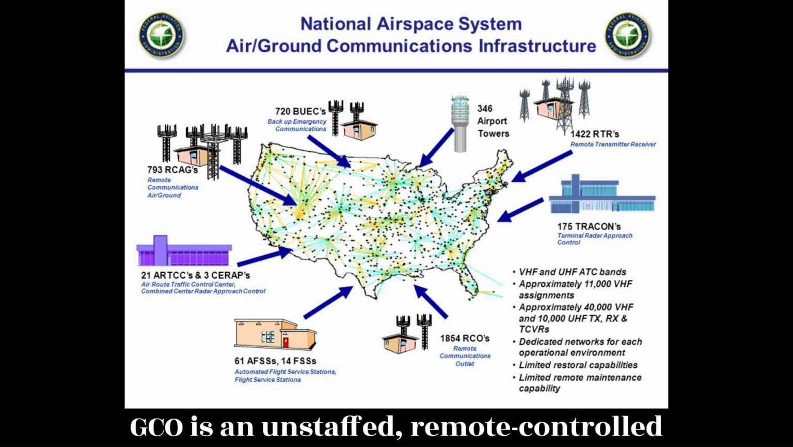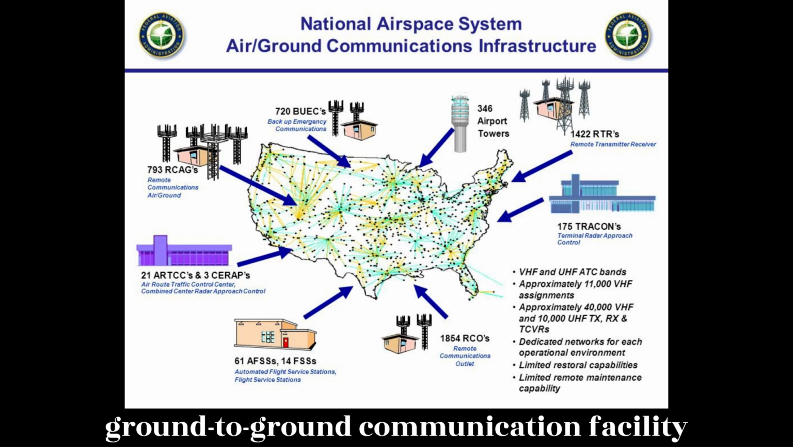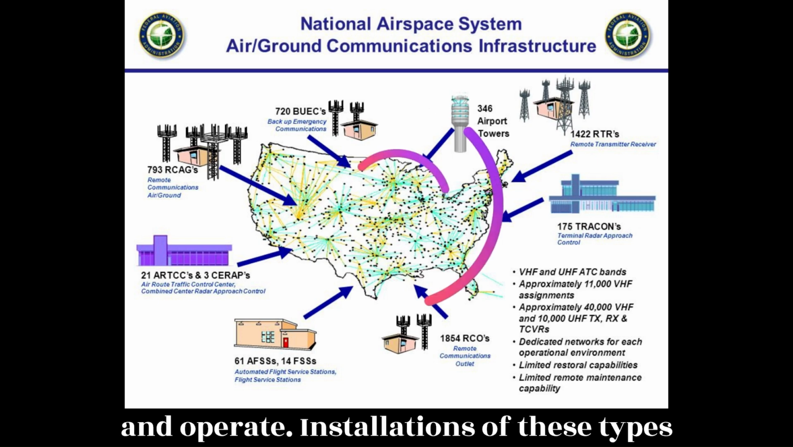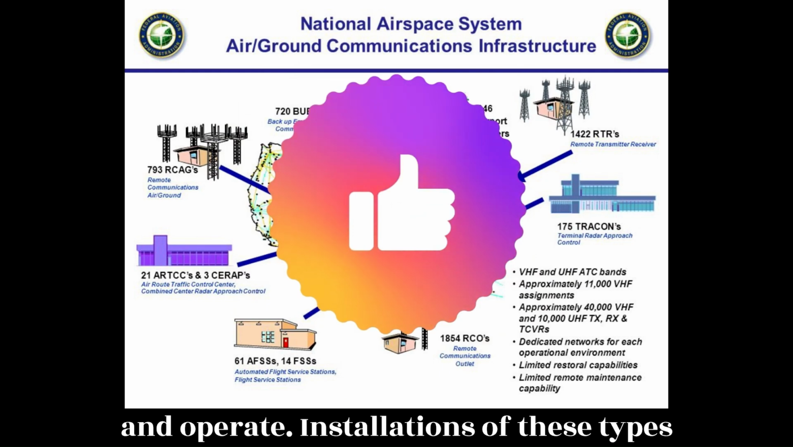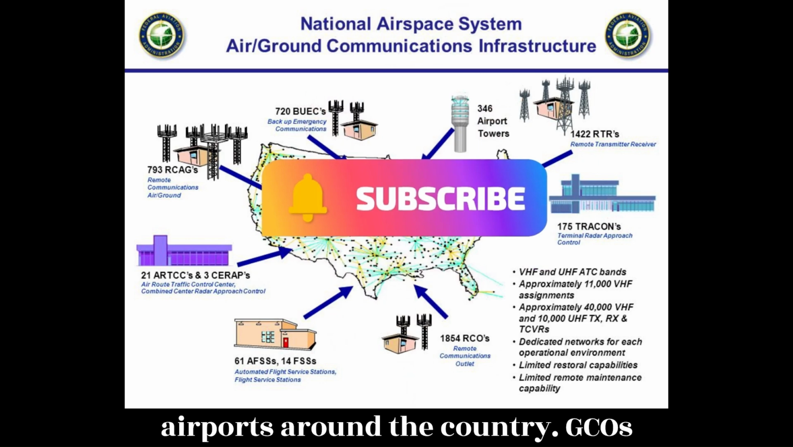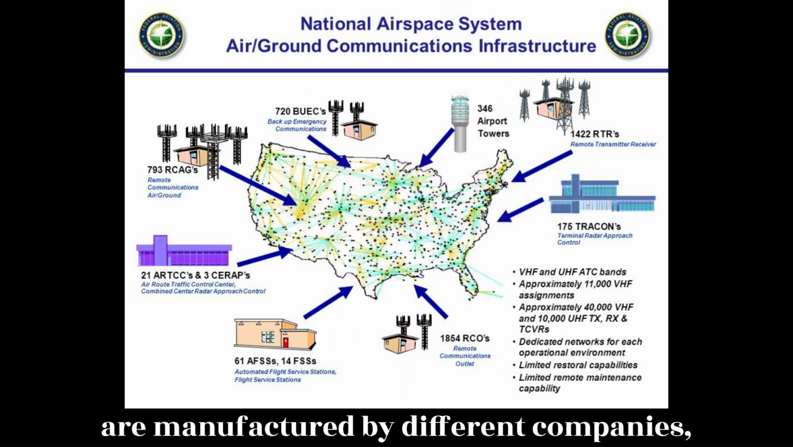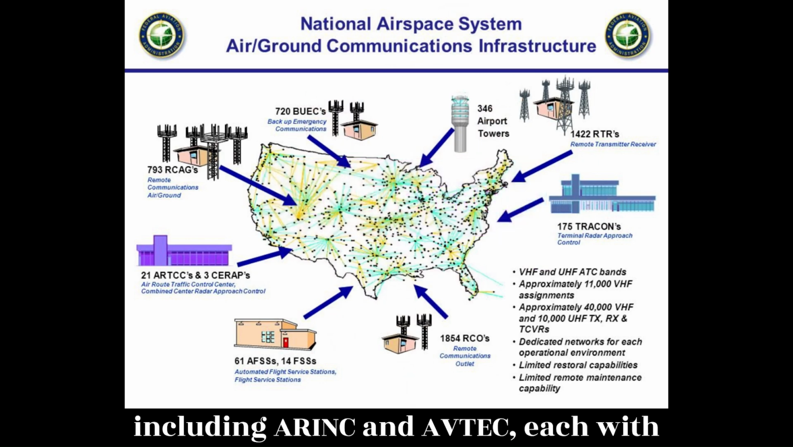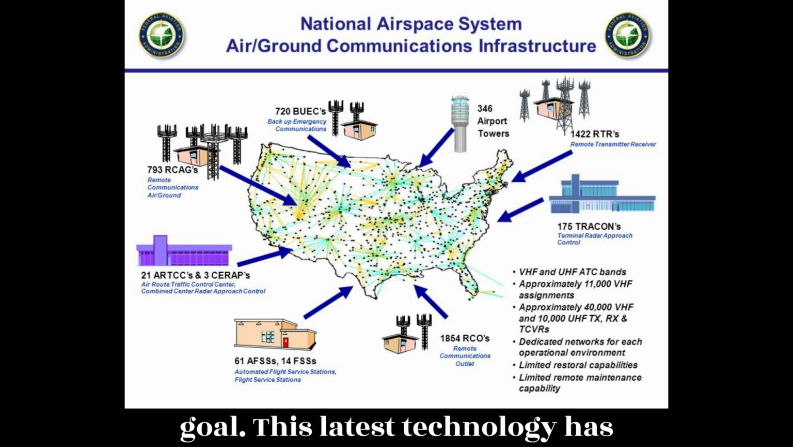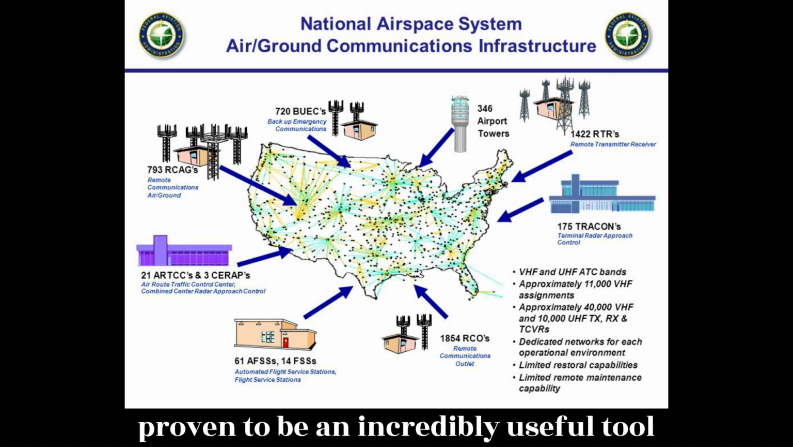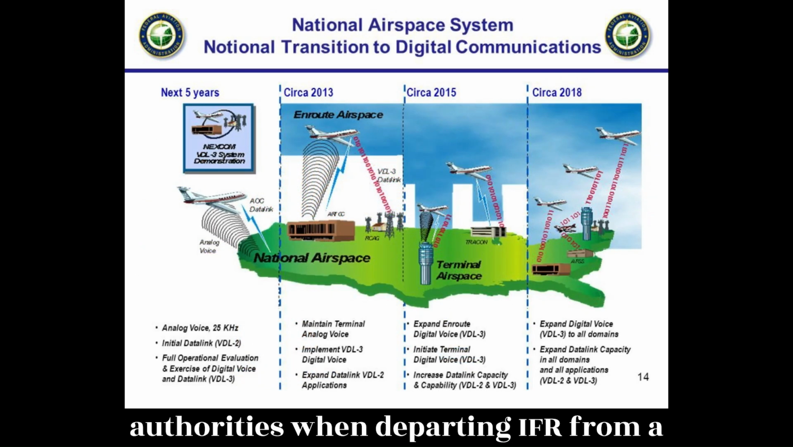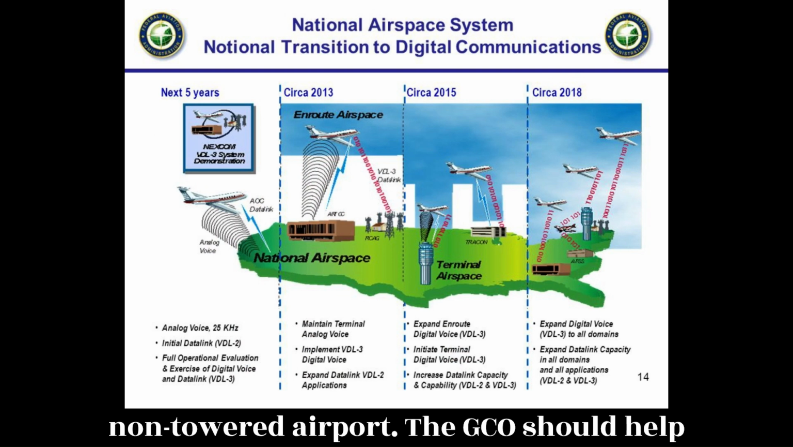A GCO is an unstaffed, remote-controlled ground-to-ground communication facility that is relatively inexpensive to install and operate. Installations of these types of outlets are scheduled at instrument airports around the country. GCOs are manufactured by different companies including ARINC and Avtec, each with different operating characteristics but with the ability to accomplish the same goal. This latest technology has proven to be an incredibly useful tool for communicating with the appropriate authorities when departing IFR from a non-towered airport.